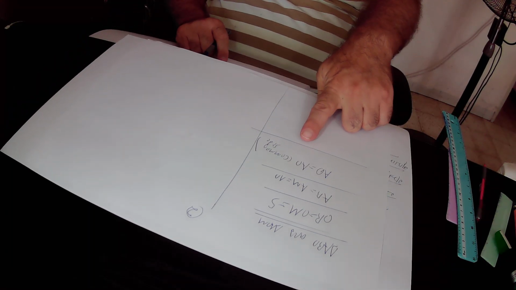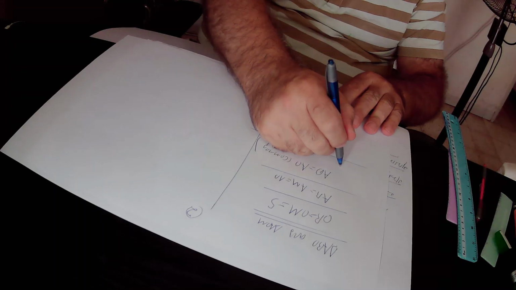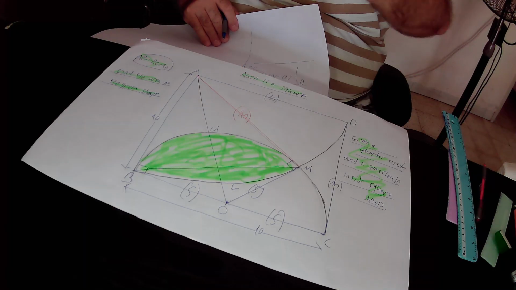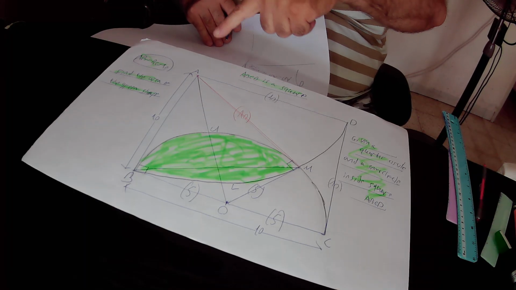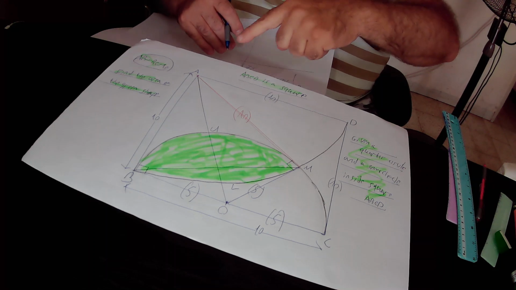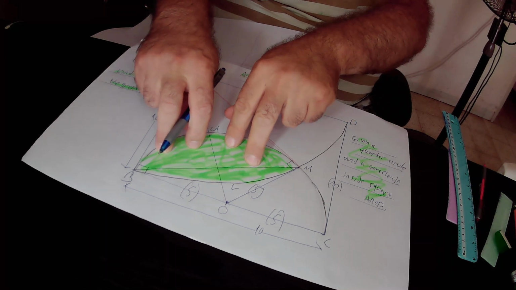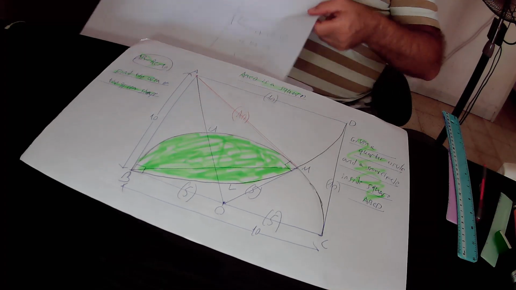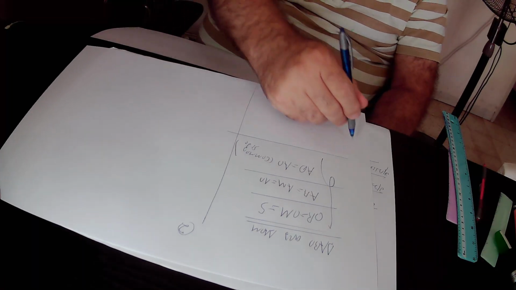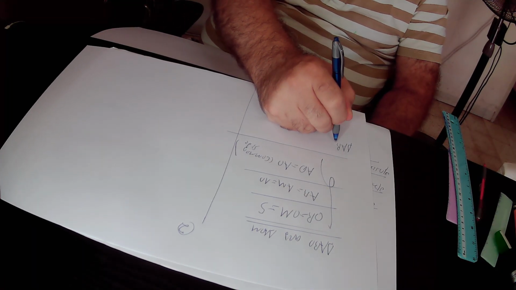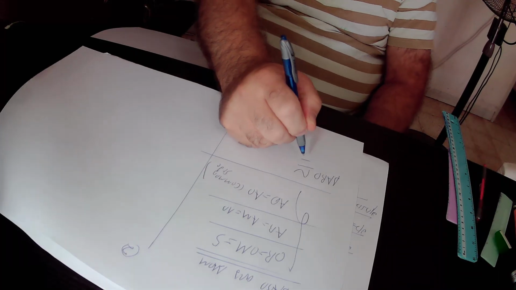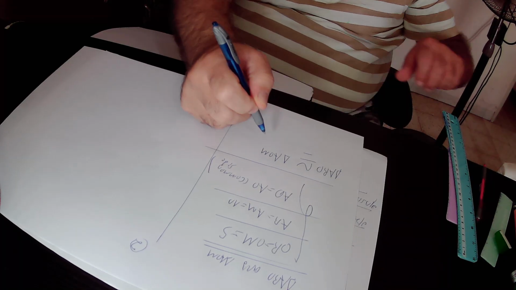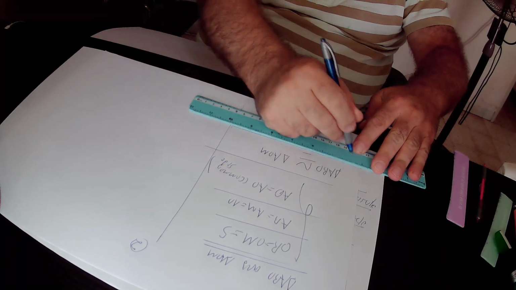Side AO equals itself, it's a common side that belongs to both triangles. So if you prove that all three sides of the right triangle ABO are correspondingly equal to all three sides of the right triangle AOM, then those two right triangles are congruent according to the side rule. So now we know that the right triangle ABO is congruent to the right triangle AOM according to the side rule.